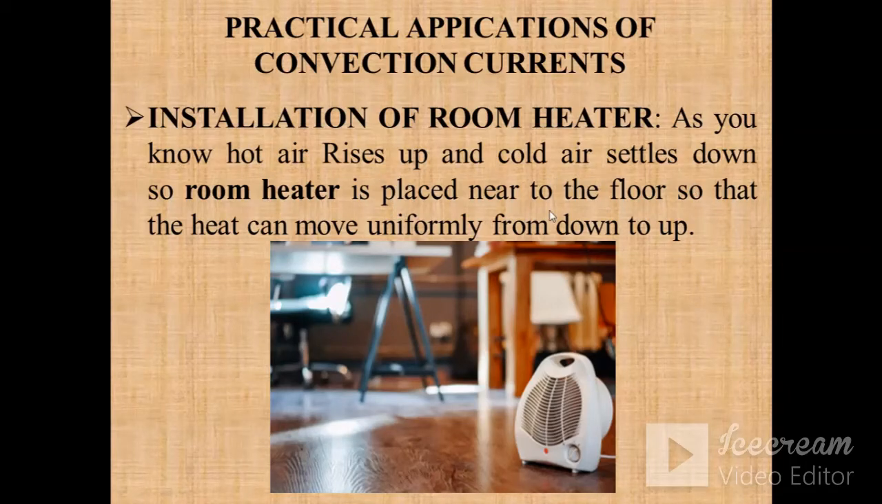So the room heater is placed near the floor so that heat can move uniformly from down to up. The air around this room heater gets warmer, and as it gets warmer, it rises up continuously, increasing the temperature around its periphery. So these heaters are placed at the bottom so that the heat can move uniformly from down to up. That is why room heaters are placed at the surface of the floor.